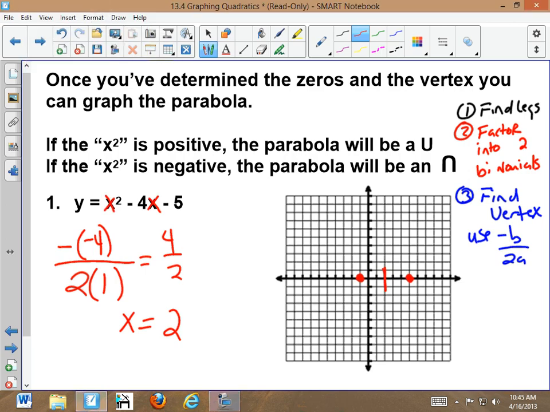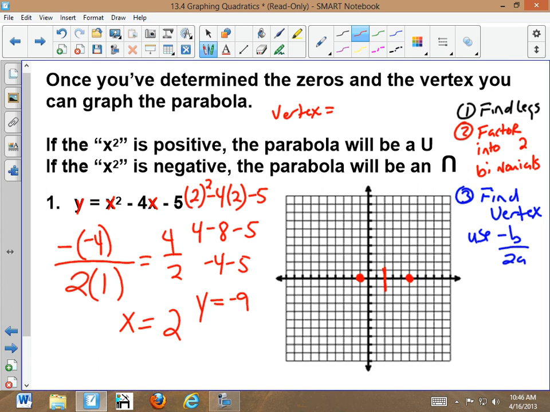Okay, now I substitute my 2 back in for my x's and solve to get my y, because this is y equals. So here I have 2 squared minus 4 times 2 minus 5. 4 minus 8 minus 5. Negative 4 minus 5, y equals negative 9. So my vertex equals (2, -9). So let's go down 1, 2, 3, 4, 5, 6, 7, 8, 9. Right there. Now, it doesn't have to be perfect. I connect my vertex dot to that leg, my vertex dot to that leg. There it is.